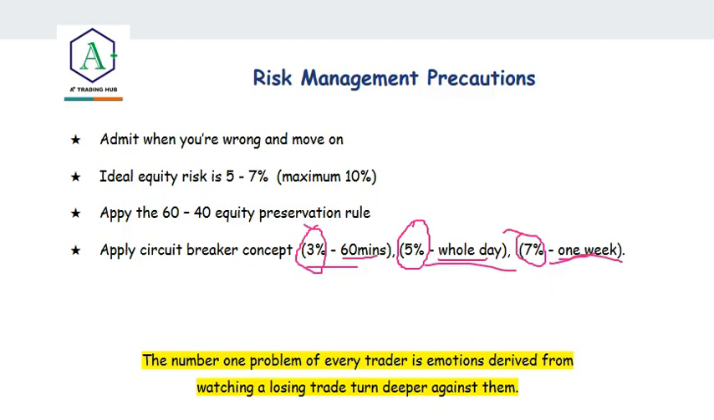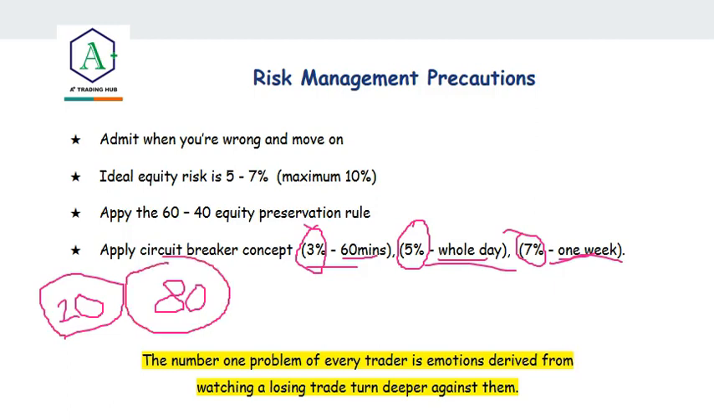Because if you don't do it and you come back with a revenge trading mindset, the market will show you pepper and you lose everything. The number one problem of every trader is emotions derived from watching a losing trade turn deeper against them. So you need to cut your losses and ride your winning trades. It's better you lose $20 than to lose $80 on a particular trade. So always cut your losses when they are small, by risking small, like using a small stop loss. Then make sure you ride your winning trades.